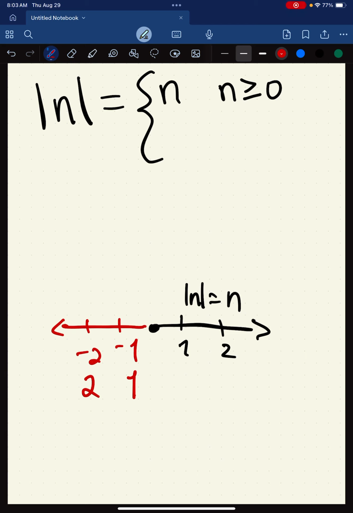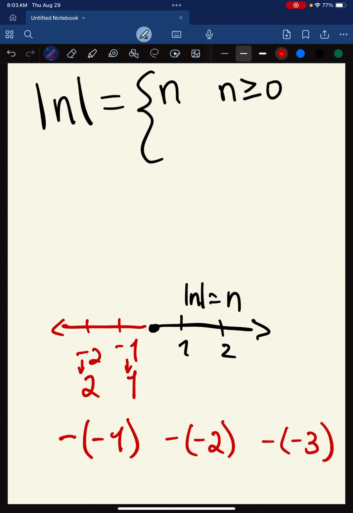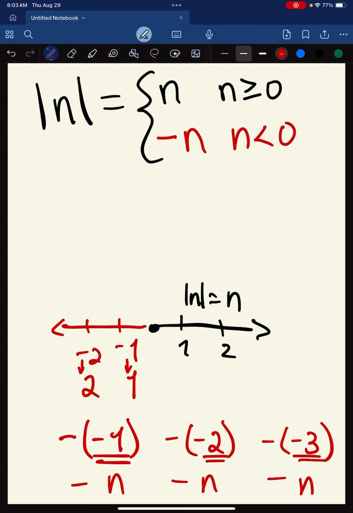So if we go back to that opposite notation, notice that we're taking the opposite of -1, the opposite of -2, and if we had -3, we'd take the opposite of -3. And so the way we said we would write that is the opposite of -1, the opposite of -2, the opposite of -3. And so if this in the middle here is our number, n, then we're saying negative n, negative n, negative n. So whenever n is less than 0, or n is to the left of 0, we're going to do negative n. And this is actually how the absolute value is defined.